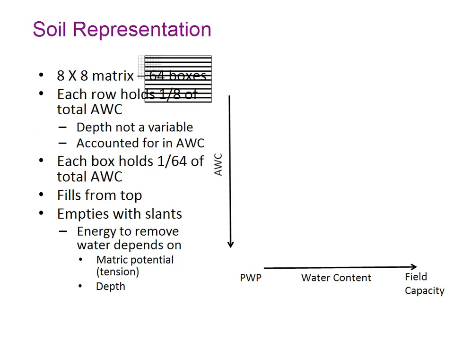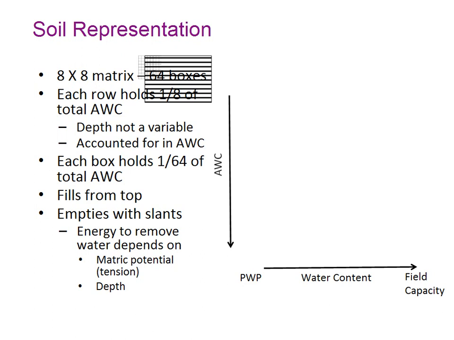So the soil in the model is represented as a matrix of 8 by 8 boxes. An 8 by 8 matrix of boxes, 64 boxes. Each row of that matrix holds 1/8 of the total available water holding capacity you specify. Each box holds a 64th of that available water holding capacity.